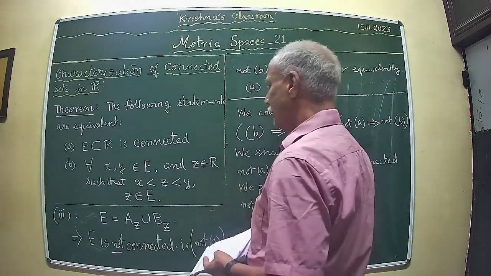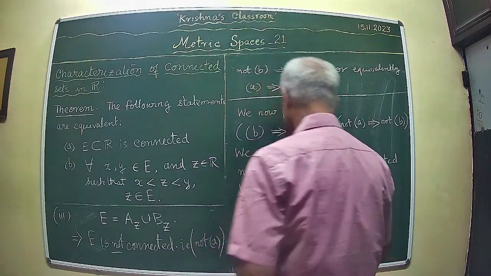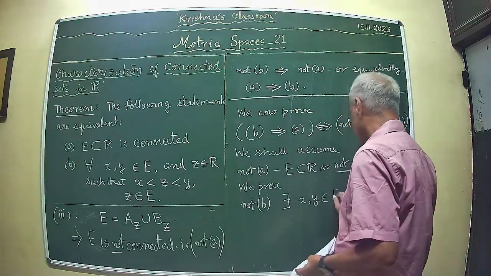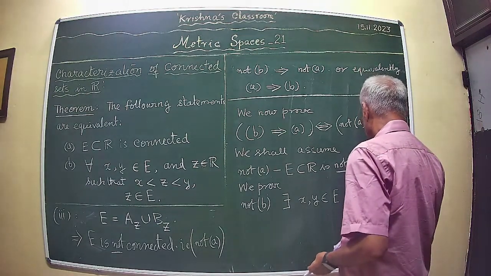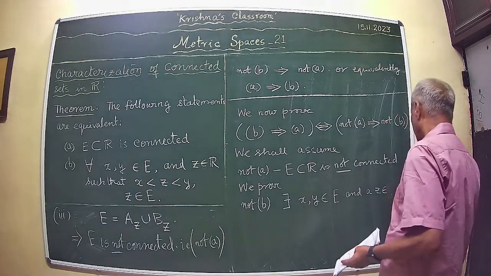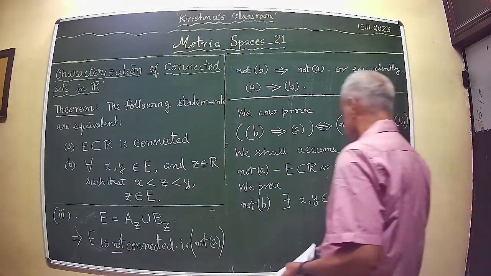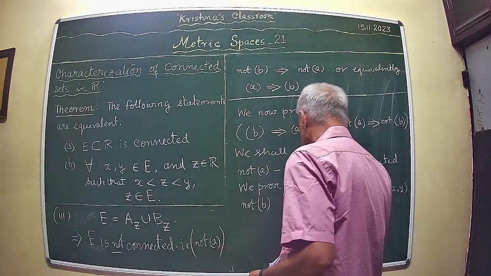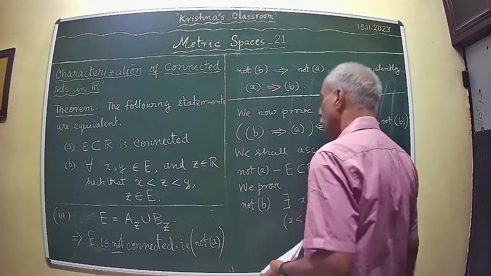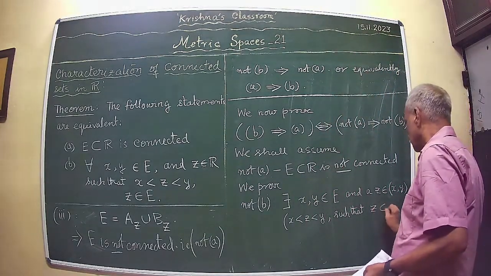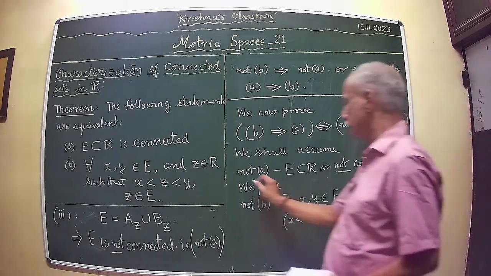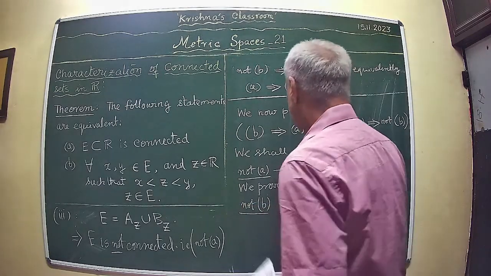Okay. Not B is there exists X belonging to E and Y belonging to E and a Z belonging to the open interval XY, that is X less than Z less than Y, such that Z does not belong to E. We prove this. So we start with this assumption. Assume this and we prove this. So let us assume this.